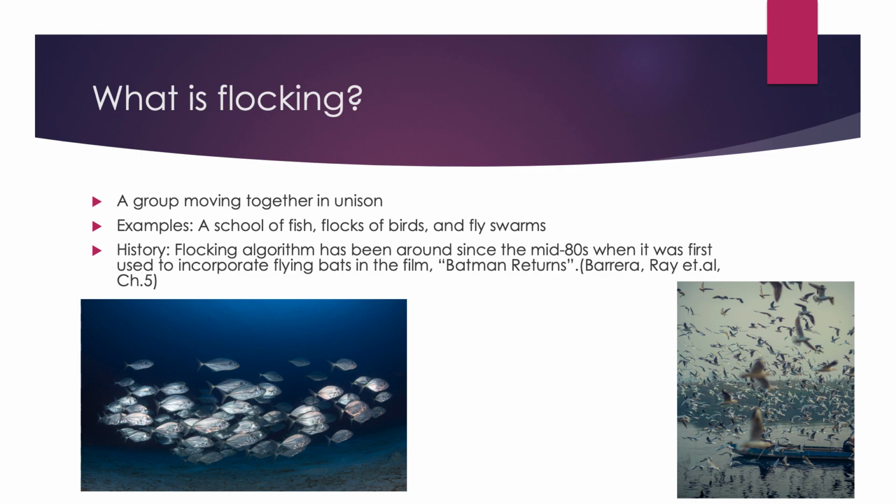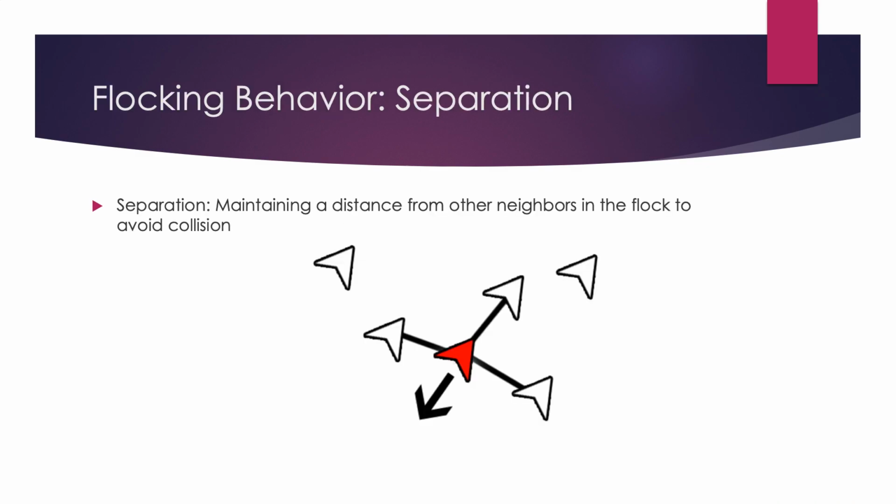Now, when implementing flocking behavior, you want to keep in consideration the three different styles so that your flock flows seamlessly without any kind of issues or problems. As stated earlier, these behaviors are separation, alignment, and cohesion. So, just to begin, we're going to be going over separation. Separation is maintaining a distance from other neighbors in a flock to avoid collision.